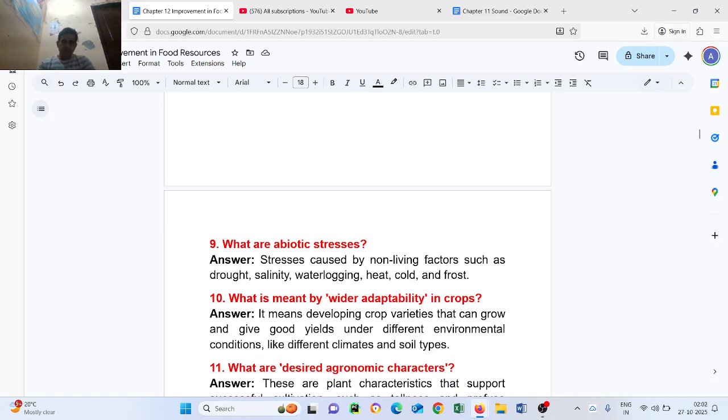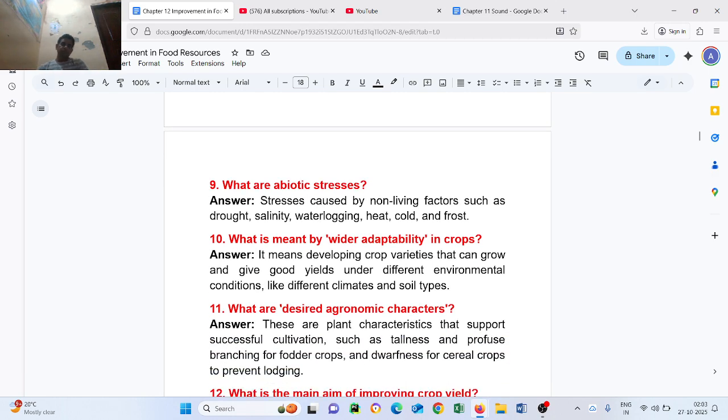Question number 10: What is meant by wider adaptability in crops? It means developing crop varieties that can grow and give good yield under different environmental conditions like different climates and soil types.